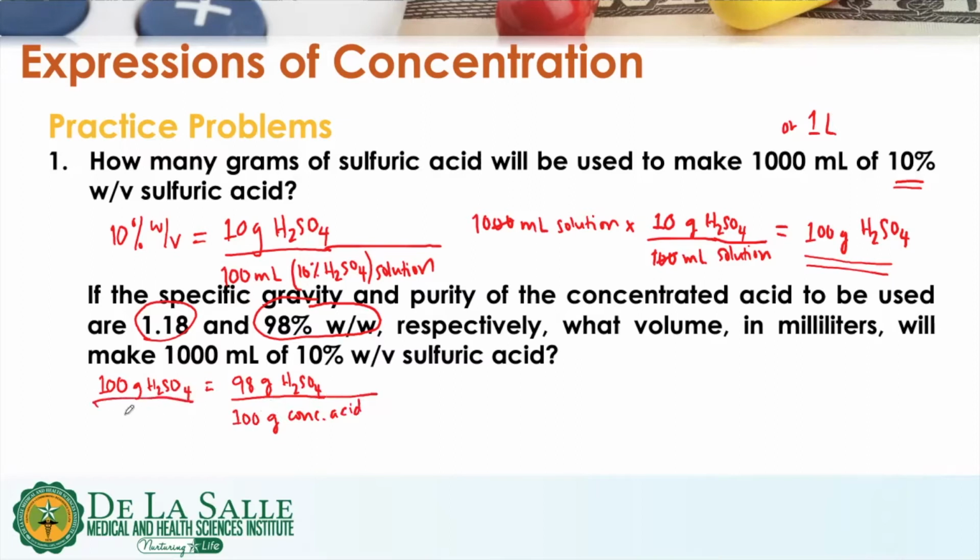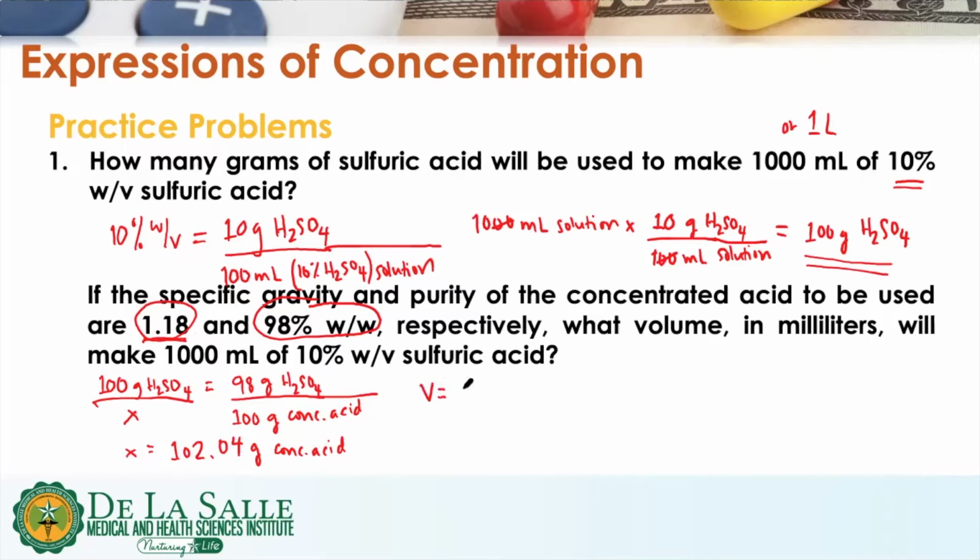So here we will be able to get the value of the concentrated acid that will contain 100 grams of the sulfuric acid. So cross multiplying, we get X equals 102.04 grams of the concentrated sulfuric acid. Now, this is still in grams. So we will be using the specific gravity to convert that into volume.